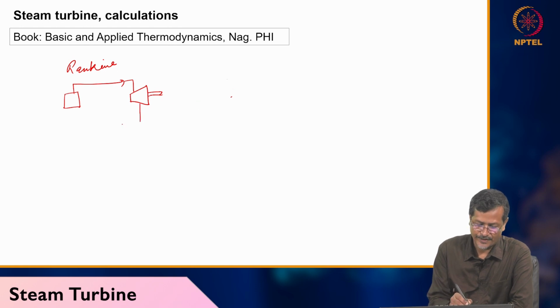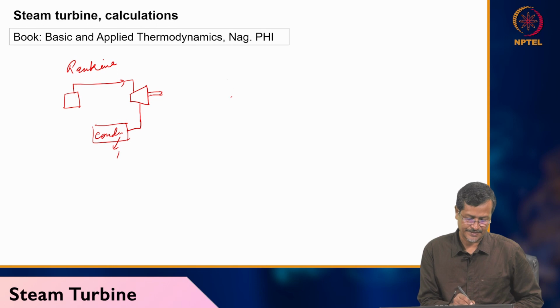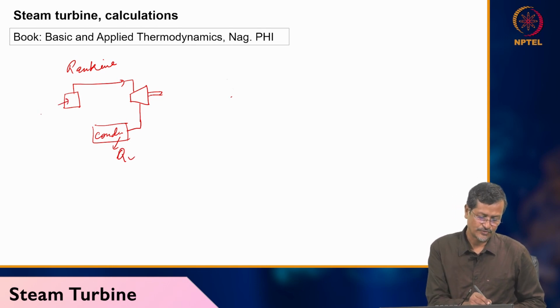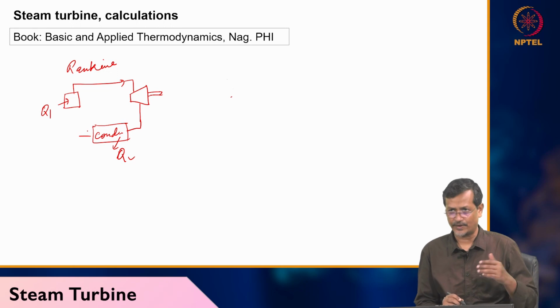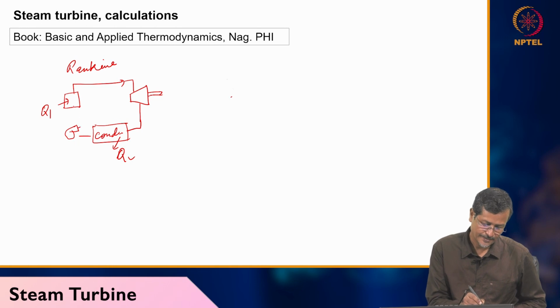Now this turbine output will be going to one condenser. So the condenser's purpose is to release heat, and the boiler's purpose is to give heat to water. So Q1, and there will be one pump. Actually the pump will be working in the liquid zone, so normally we draw the pump like this.